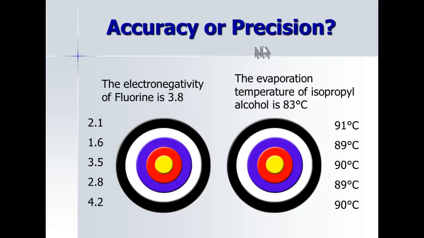The evaporation temperature of isopropyl alcohol, that's just rubbing alcohol, is 83 degrees Celsius. So our answers are 91 degrees Celsius, 89 degrees Celsius, 90, 89, and 90. So they're all really close together, but they're not correct. So this would be precise, but not accurate.